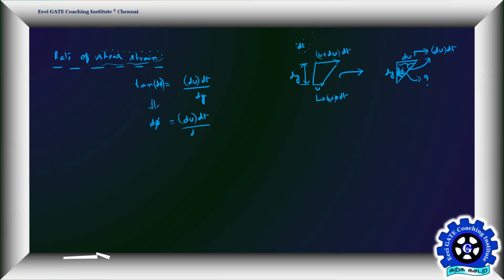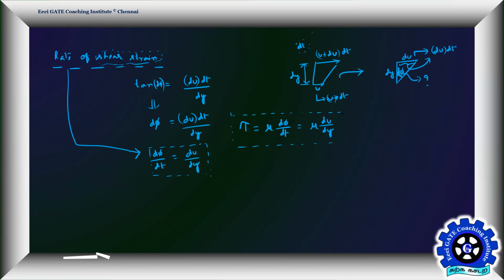So tan d phi equal to d phi, which is equal to du dt divided by dy. This is shear strain. A rate means you need to get into time. So d phi by dt equal to du by dy. This is very, very important. Are you guys able to follow? d phi by dt equal to du by dy. I'm just bringing this dt to the left hand side because I want the term called rate of shear strain. So using that Newtonian law expression, tau equal to mu times d phi by dt, or mu du by dy. Both are the same. You can use either, but you should know both expressions.